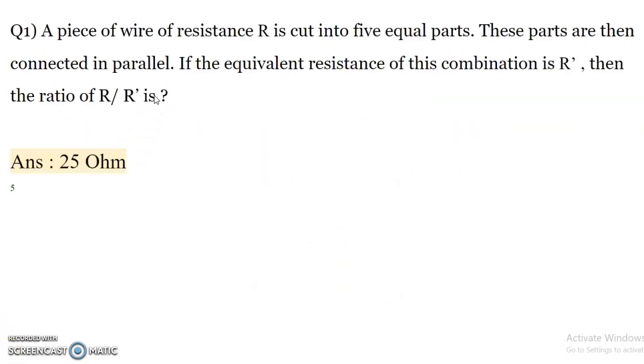Now coming to the first question, the answer is already given, but still let's solve this. The first question is, a piece of wire of resistance R is cut into 5 equal parts. These parts are then connected in parallel. If the equivalent resistance of this combination is R dash, then the ratio of R by R dash is.